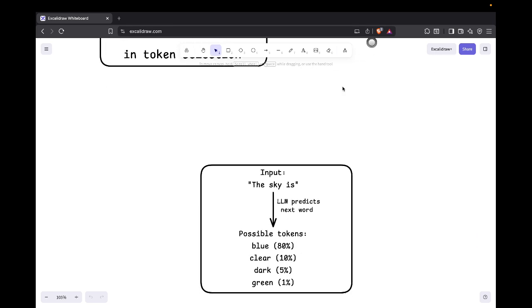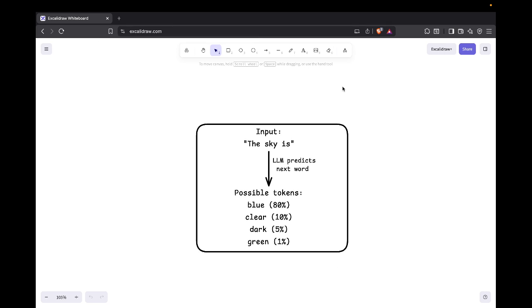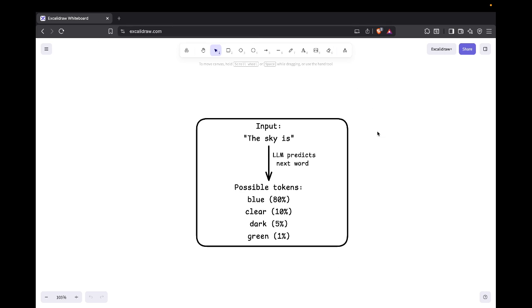As we discussed in our previous video, large language models generate text by predicting the next token. Sometimes there are multiple tokens possible, as shown here. If the input is "sky is", these are the possible tokens with their probabilities assigned by an LLM.